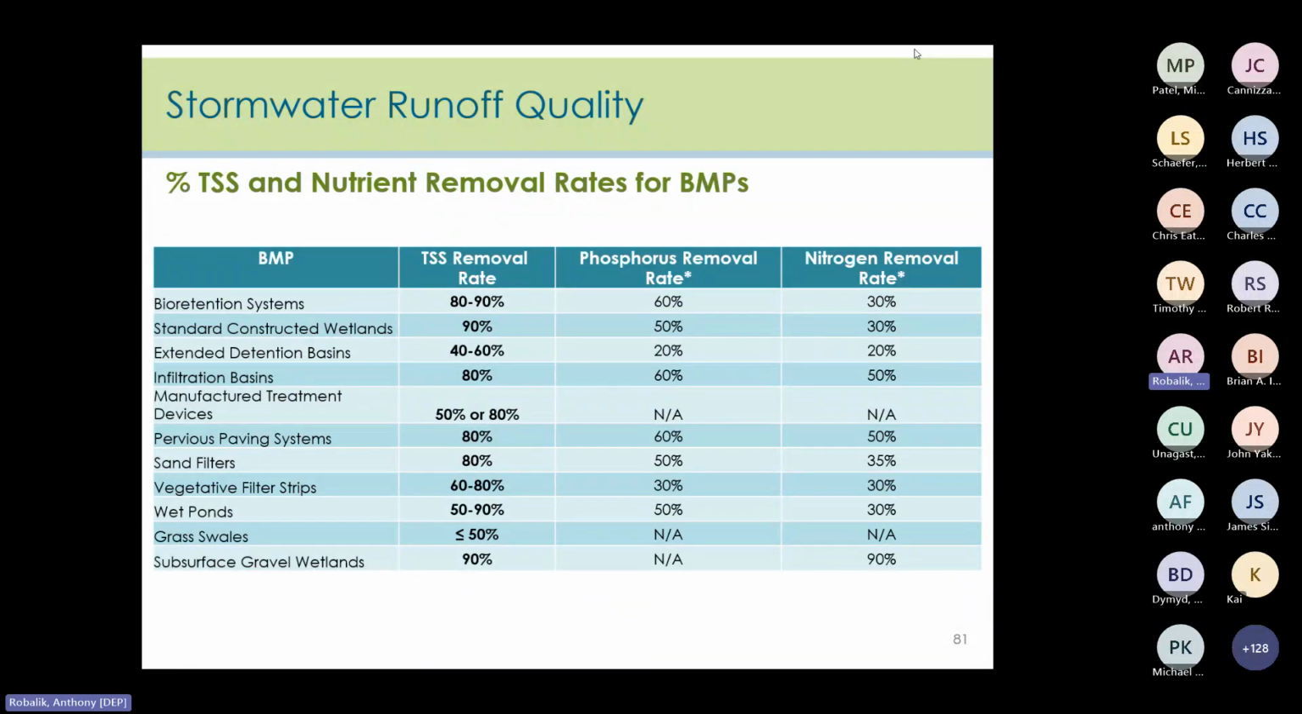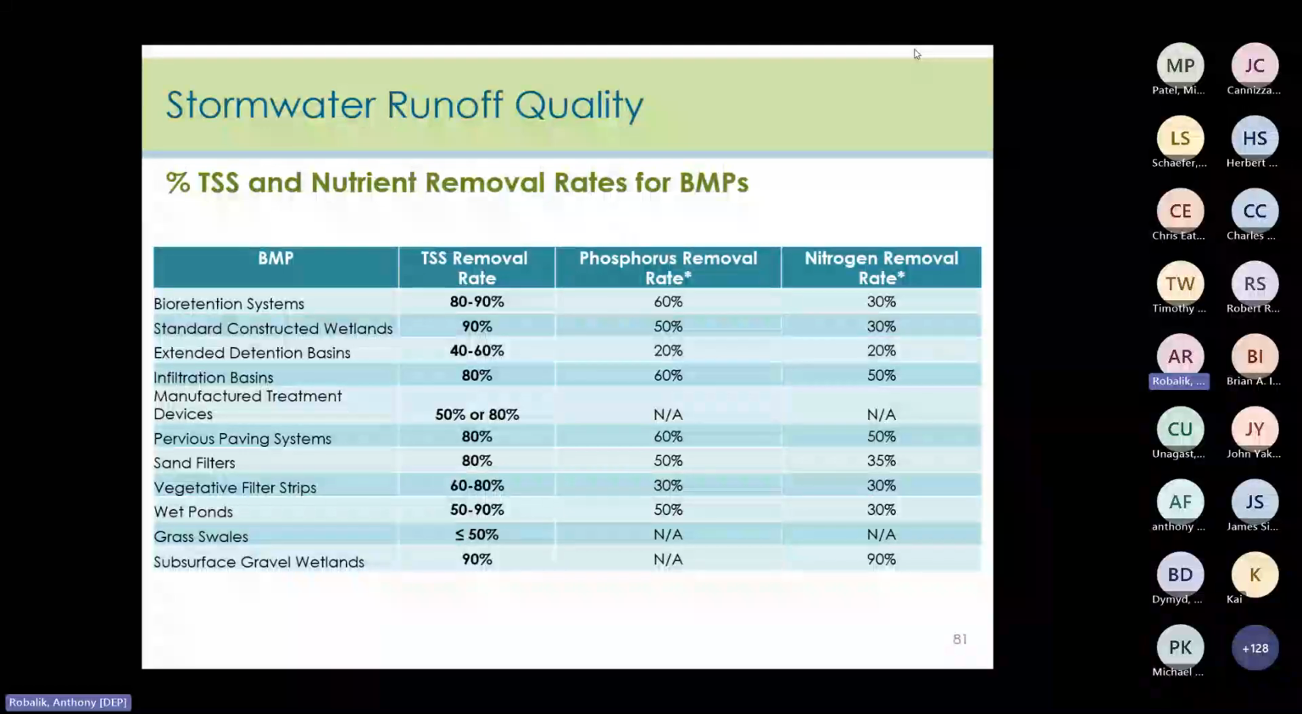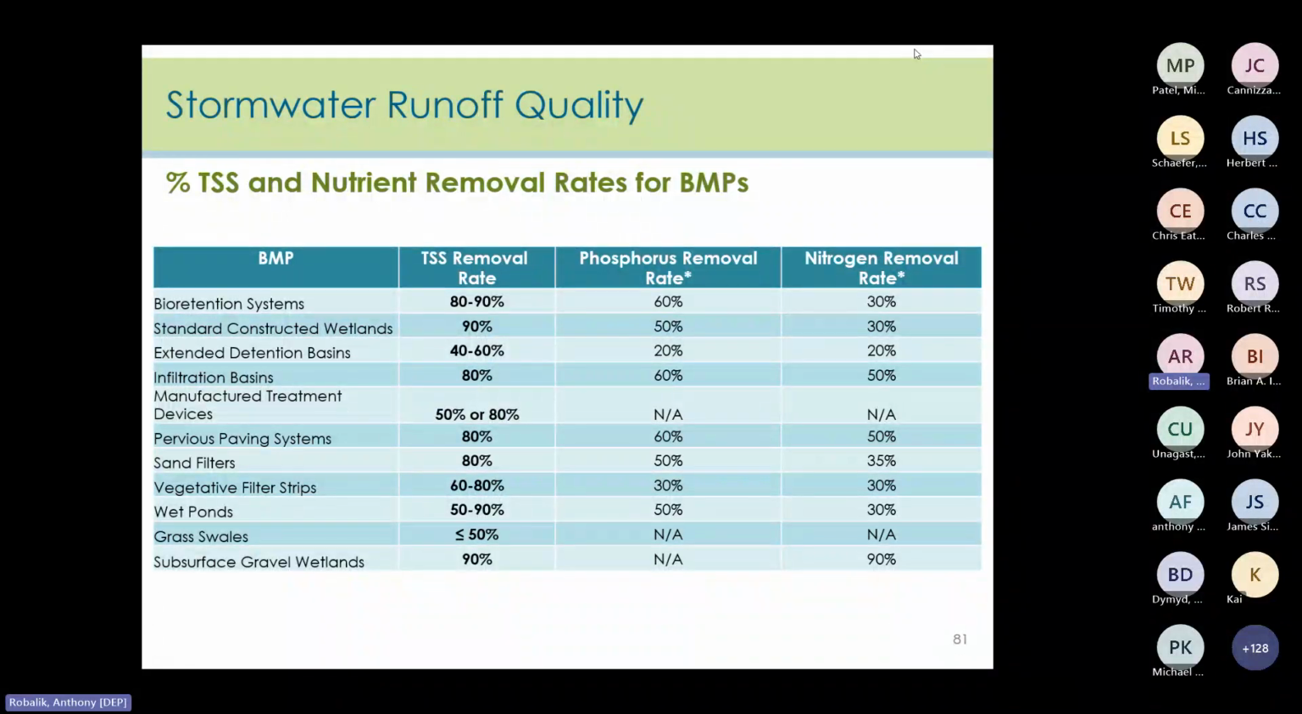So in addition to the TSS removal rates, there are phosphorus and nitrogen removal rates associated with almost every BMP in the manual. This is a table identifying the different rates associated with the different BMPs, and this information is included in Chapter 4 of the BMP manual.